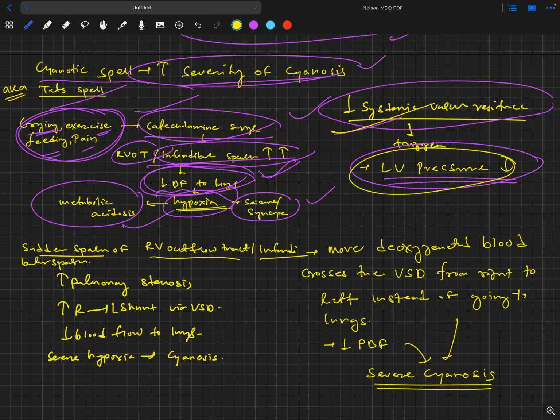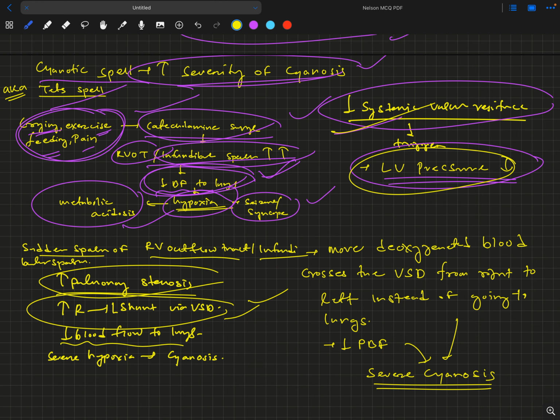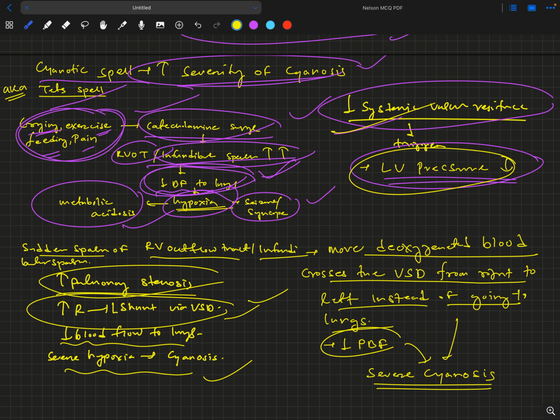So there will be shunt reversal, a right to left shunt. More deoxygenated blood from the right side will come to the left side and get mixed with the oxygenated blood, and it will go to our body. So pulmonary stenosis will lead to a right to left shunt via the VSD, decreased blood flow to the lungs, and severe hypoxia and cyanosis. More deoxygenated blood crosses the VSD from the right side to the left side instead of going to the lungs. That will lead to decreased pulmonary blood flow, so it will lead to severe cyanosis.